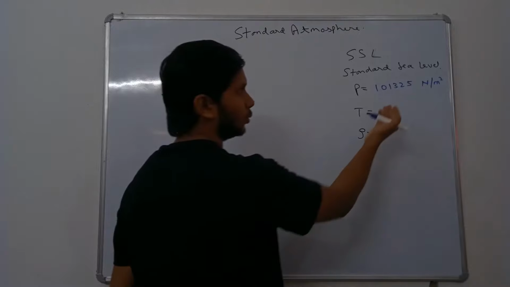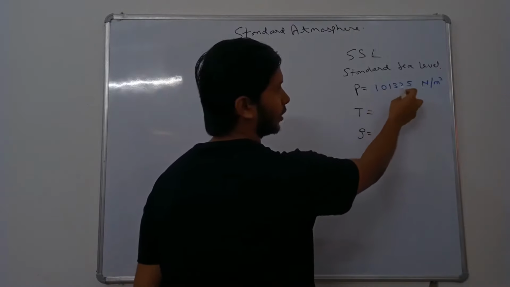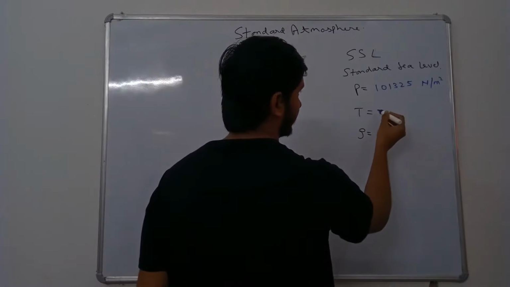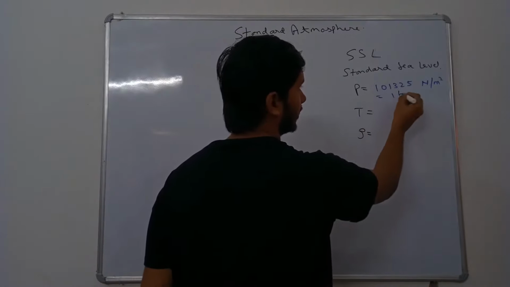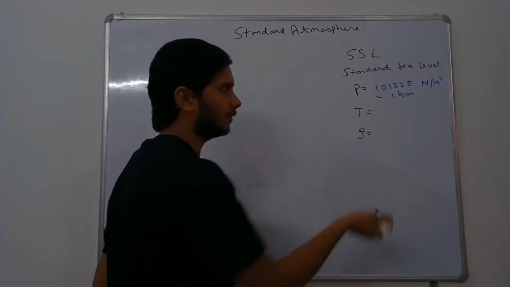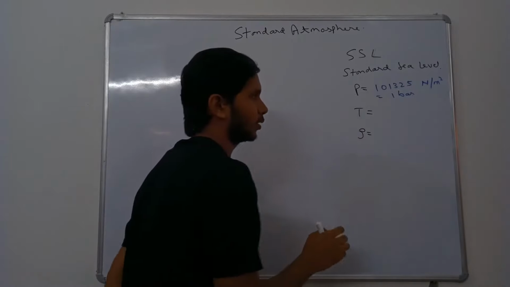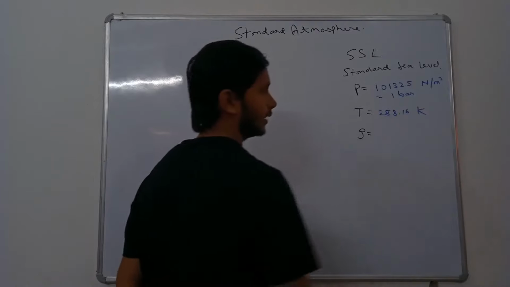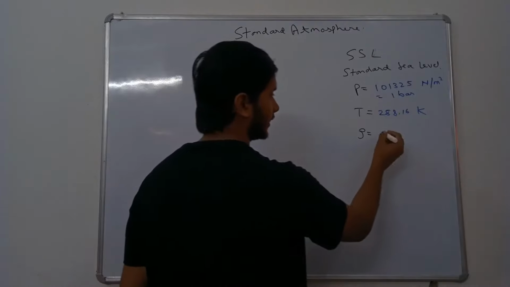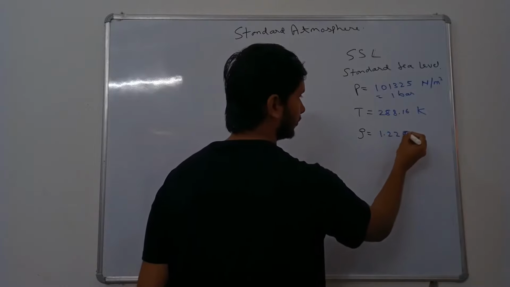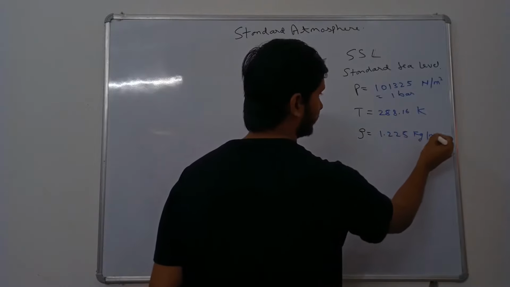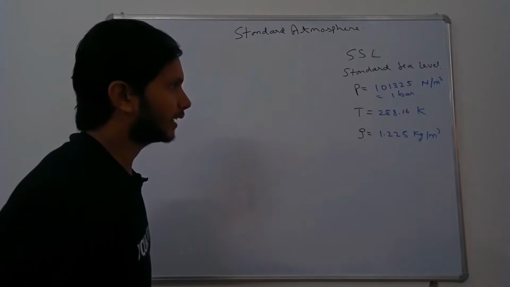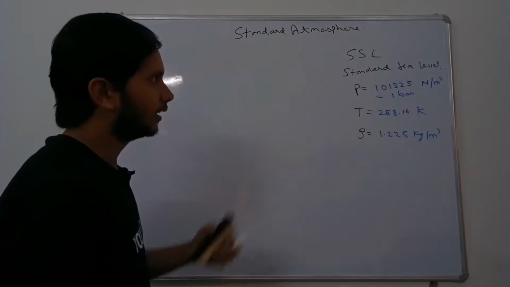In some cases they write it as 1.01325 into 10 to the power 5. It's basically 1 bar. When a bar value is given, you can convert it into this. Temperature is 288.16 Kelvin at sea level. Density is 1.225 kilogram per meter cube. So we got the pressure, temperature, and density at the standard sea level.